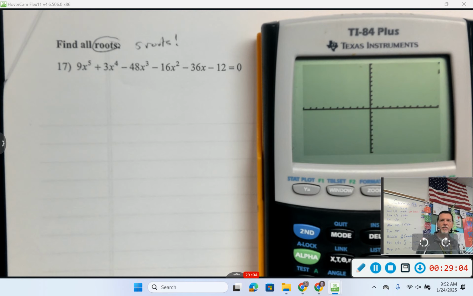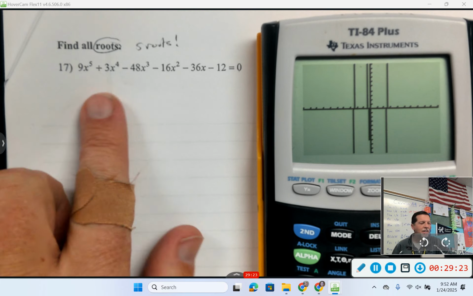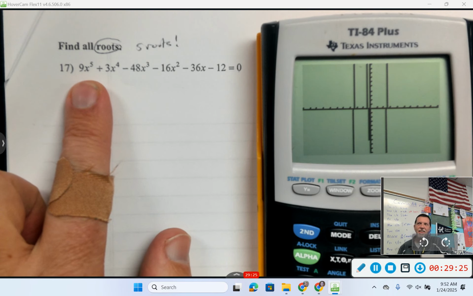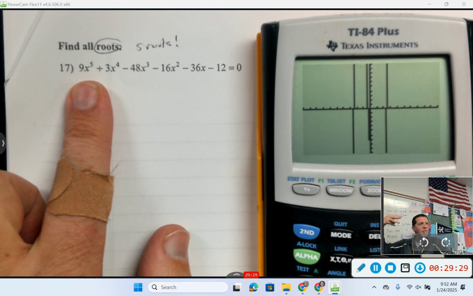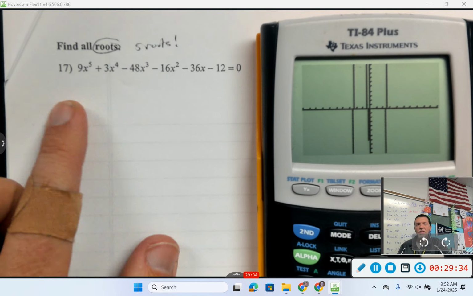So graph. Let's see. 1, 2, 3, and that's all I got. Okay, 3 roots. If I find 3 roots and I start at x to the 5th, what will that get me down to if I synthetic divide 3 times? X squared, and that's what I need. So, okay, 3 roots.